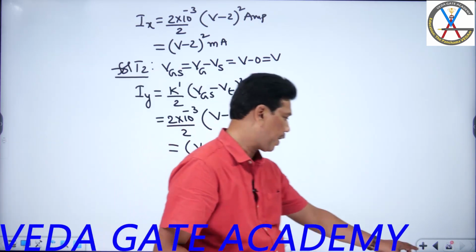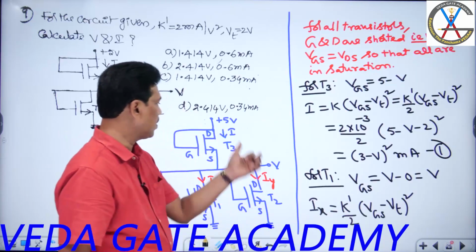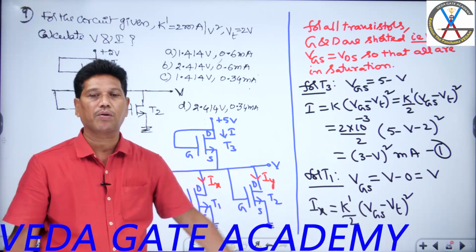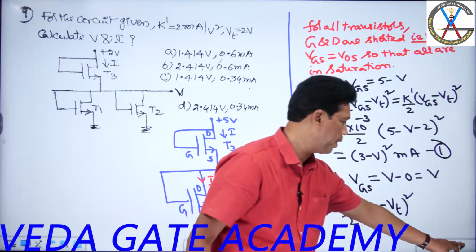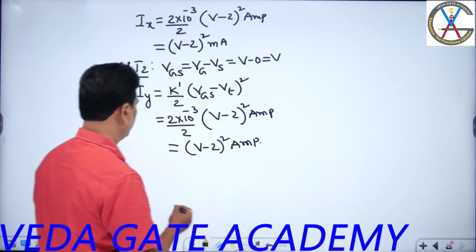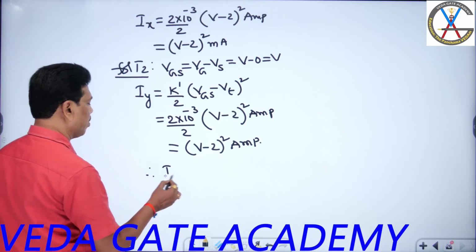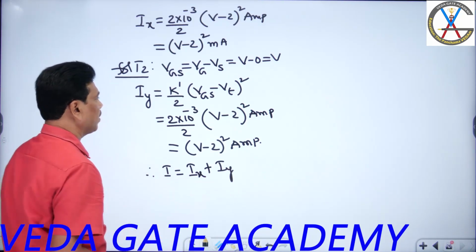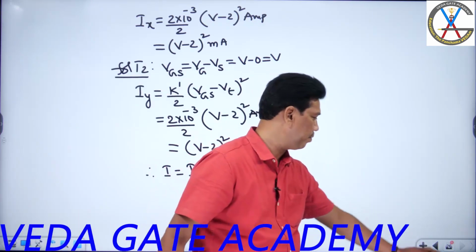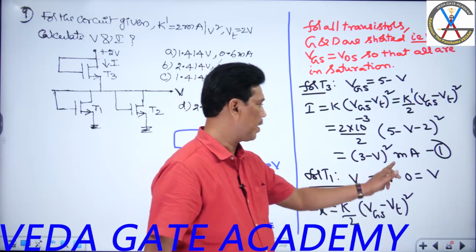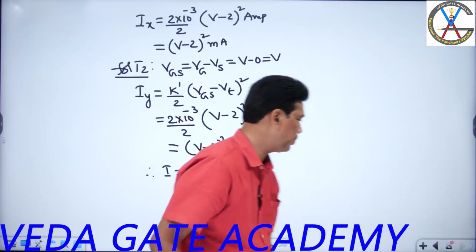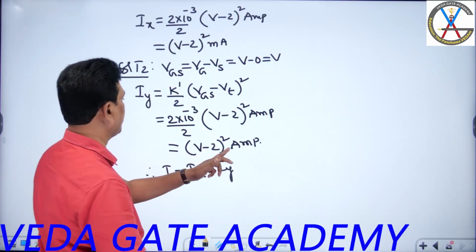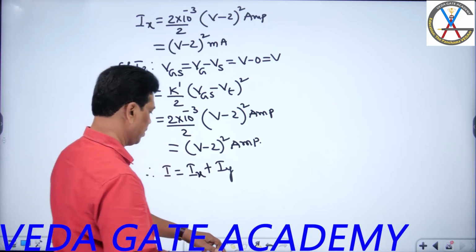So everything I calculated the drain current there. And from this circuit, according to Kirchhoff law, I equal to Ix plus Iy. I equal to what, sir? Ix plus Iy I can call. Therefore, I equal to Ix plus Iy. What is the value of I you get from equation 1, sir? So 3 minus V whole square milliampere. This is also milliampere, sir.